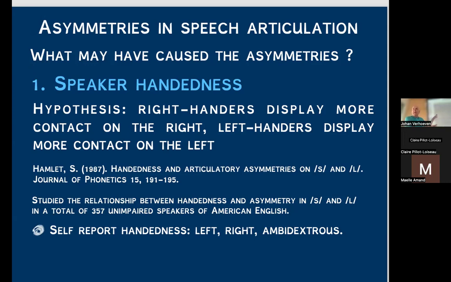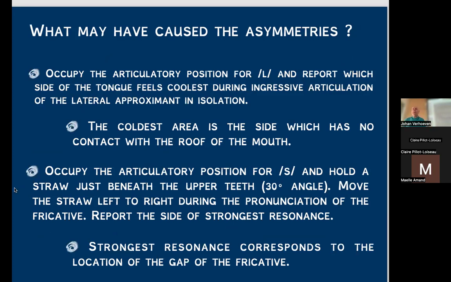The data you've just seen does not seem to suggest that, because there's more contact on the left. We don't know anything about the handedness of those participants, but typically there are many more right-handers than left-handers. So that goes a little bit against that hypothesis. This was also recognized by Hamlet, and in fact, she decided to look at this in quite a bit of detail in an early Journal of Phonetics paper of the 1980s, in 1987, I think, where she tried to determine those asymmetries in a large sample of participants.